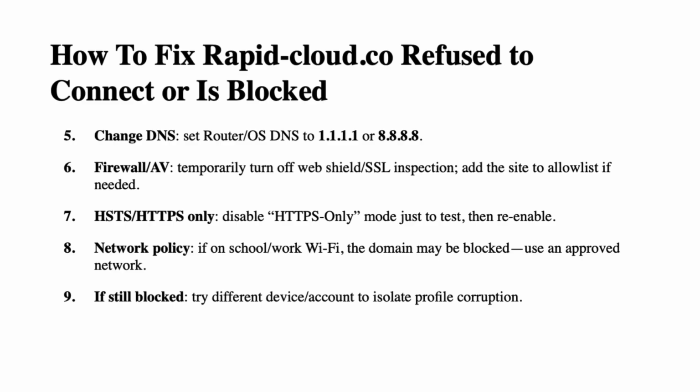Firewall and antivirus: temporarily turn off Web Shield and SSL inspection. Add the site to the allow list if needed. 5. HSTS, HTTPS-only: disable HTTPS-only mode just to test, then re-enable.